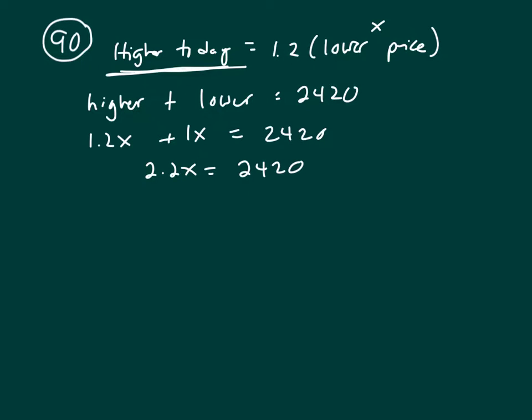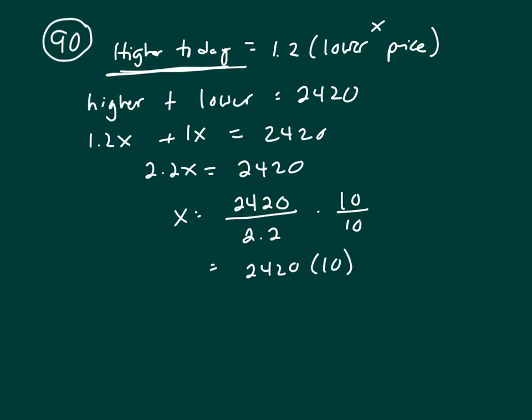If you want to do long division, you can. I don't really like to do that. This is what I normally do. It's 2420 divided by 2.2. I'll multiply top and bottom by 10 because 10 over 10 is 1. I do not multiply the top by 10, I just keep up with that 10. But in the bottom, I make that a whole number. 10 times 2.2 moves that decimal one place to the right.